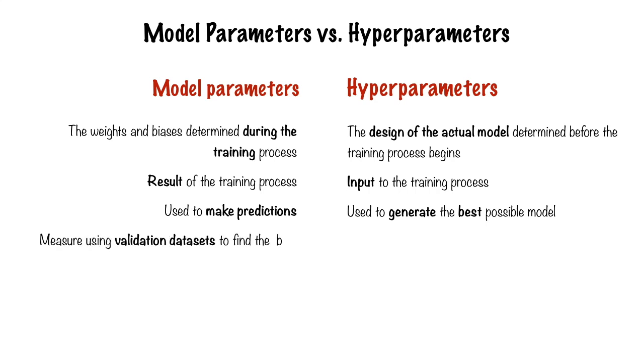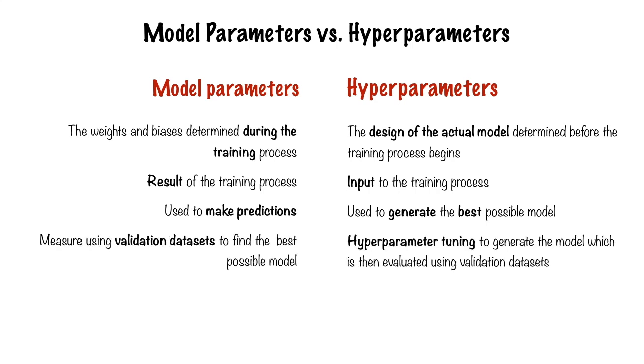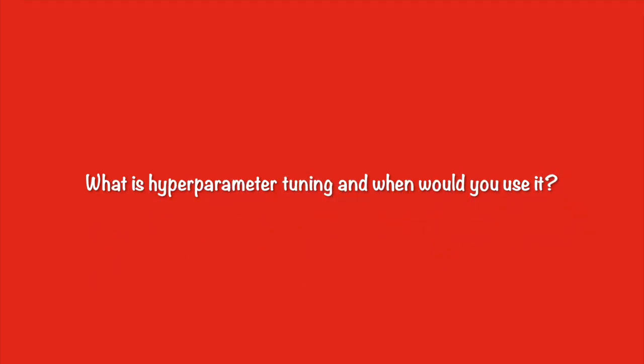Now, how do you decide which model parameters are the best for your model for this training data set? You measure model parameters using validation data sets, and then you'll use metrics such as accuracy to see which model performs best on this validation data set. For hyperparameters, you use something called hyperparameter tuning to generate that model, which is then evaluated using the validation data set. So, the best possible model depends on your design decisions. And once you get the best possible model, the way you evaluate that this is the best is by using the validation data set.